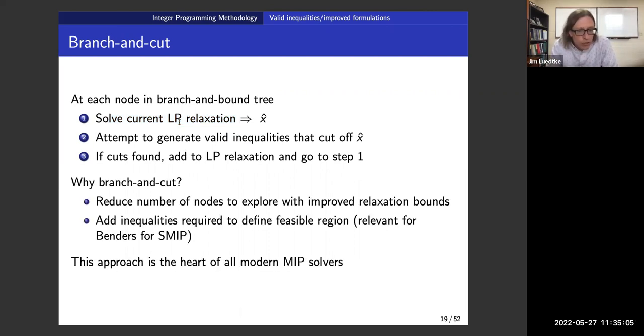And so why might you do this? Well, first of all, as I mentioned, you try to add these cuts to improve the LP relaxation value, the bound, and then hopefully you can prune the node and have fewer nodes explored overall.